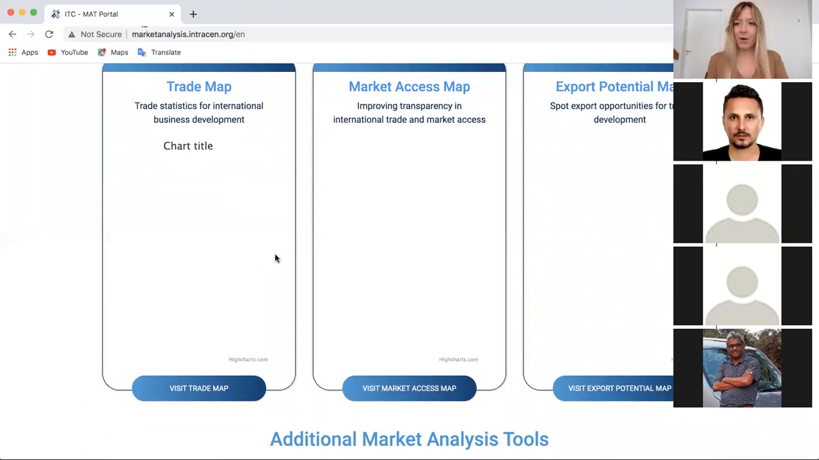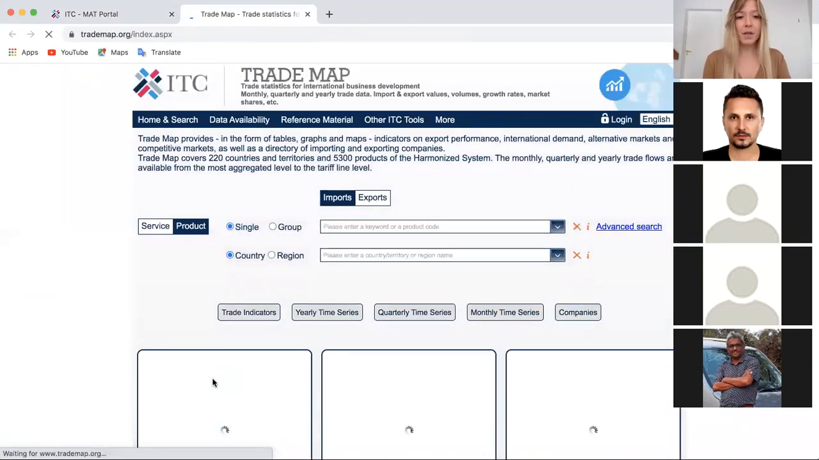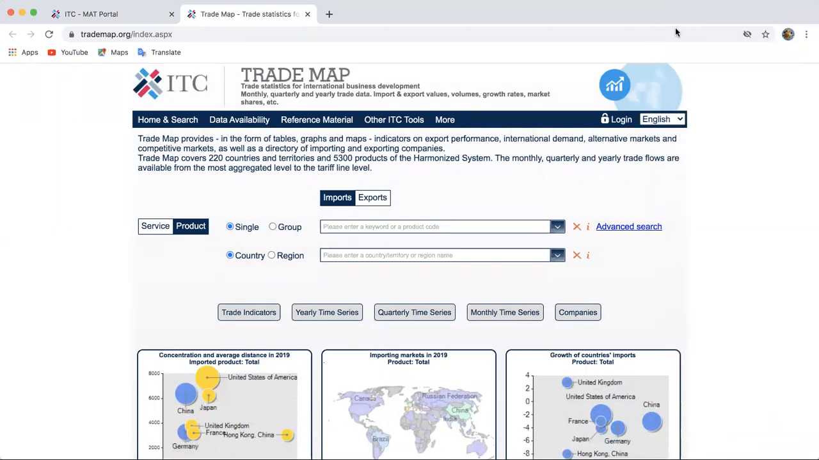We've seen the overview of the market analysis portal. So I'll go straight to our Trade Map. I was looking at the different tabs. This is the home page. This is the page where you always want to come back to in case you have some technical issues here as well. You can always count on home and search.